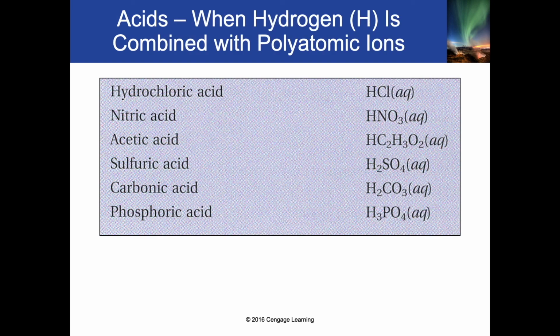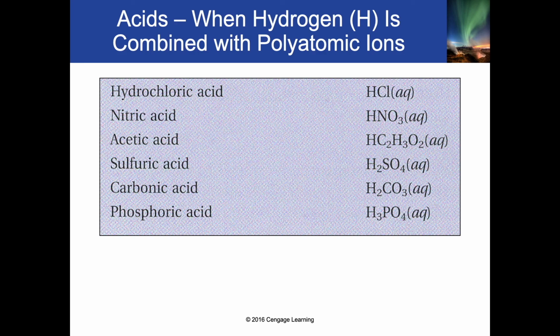Acids are always the ones that have these extra H's, right? It's actually what makes an acid, this proton right here, this H, right? So hydrochloric acid is HCl, nitric acid is HNO3, acetic acid, which is vinegar, is HC2H3O2, sulfuric acid, H2SO4, carbonic acid, H2CO3, and then phosphoric acid is H3PO4, okay?